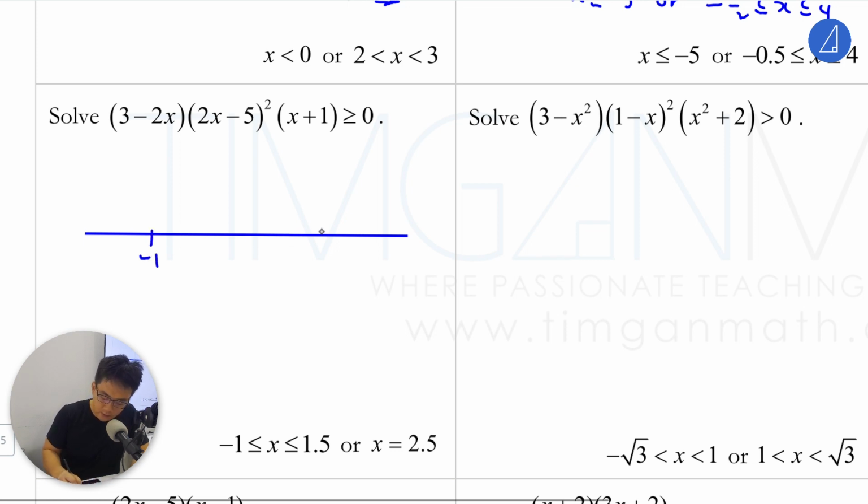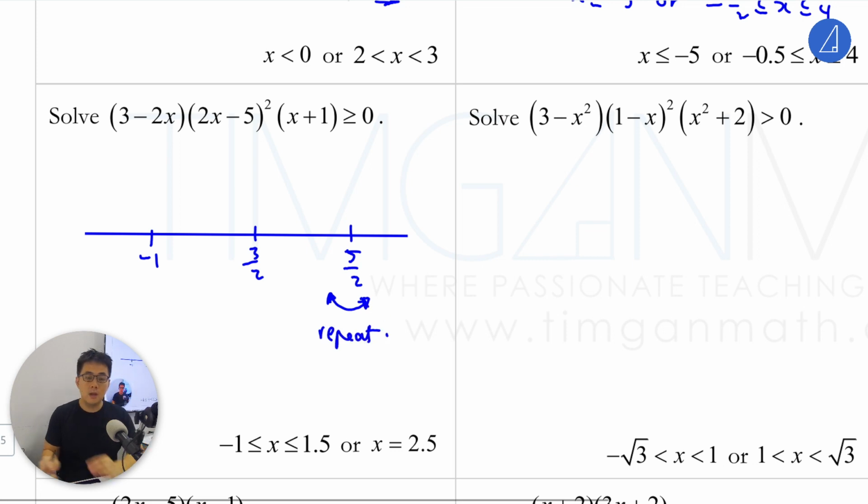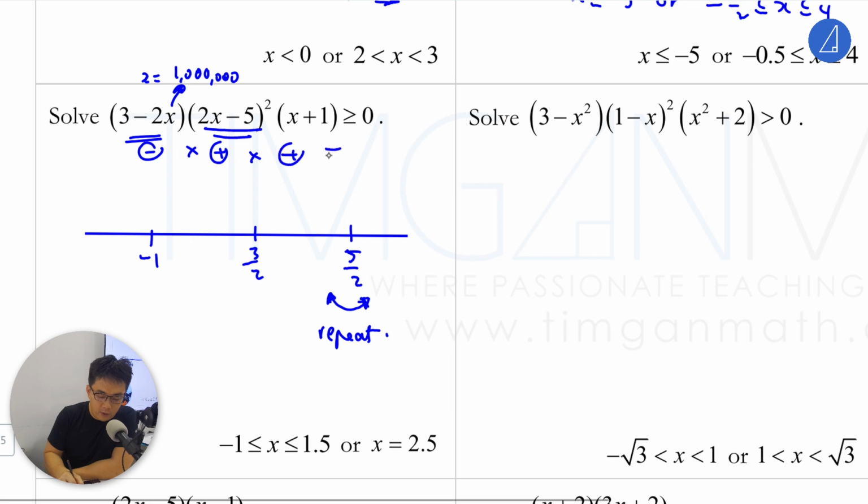-1, 3/2 is where? 3/2 is then 5/2. Now this guy is a repeated root. Repeated just means repeat the sign. So you put a super huge value, 1 million. If x is 1 million, this guy is negative, right? You don't really need to know the actual value, you just need to know the sign. That's all. So this guy is always positive. So this is positive.